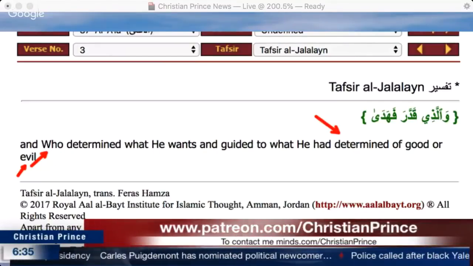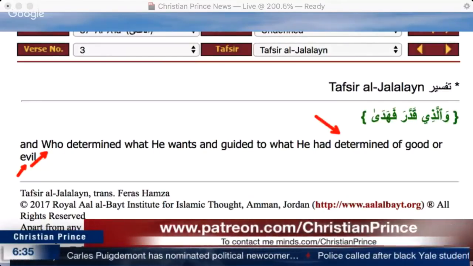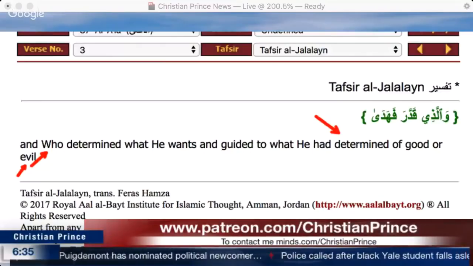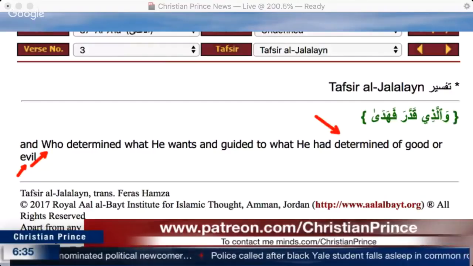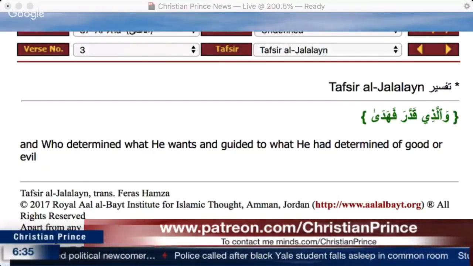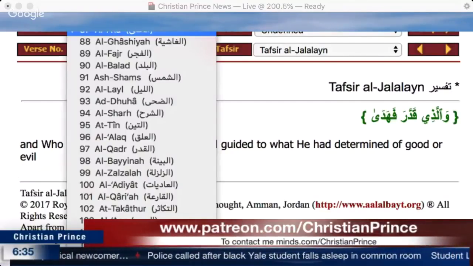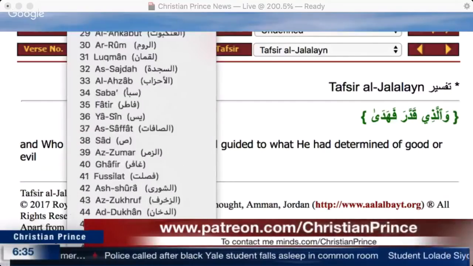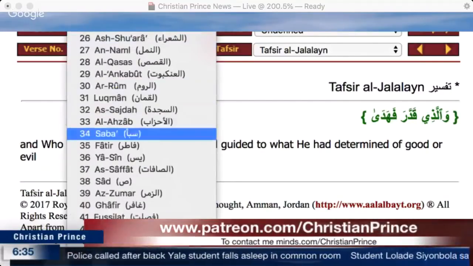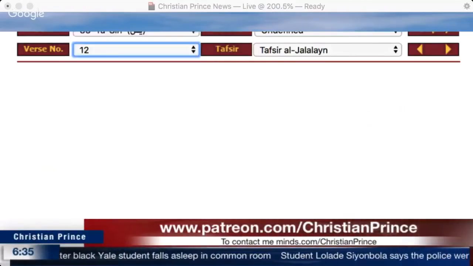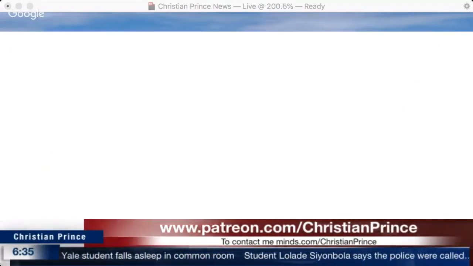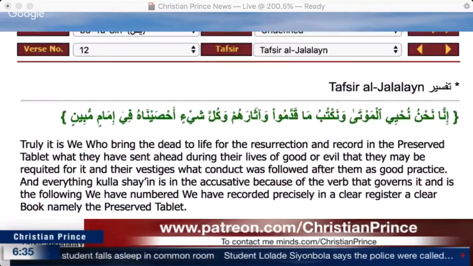Okay, what is your understanding of this verse? Chapter 36, verse number 12. I will not give you my understanding. I will give you what Muslims understand it to be. I'm sick of their understanding; they come up with weird stuff one after another. Show what the Muslims believe.